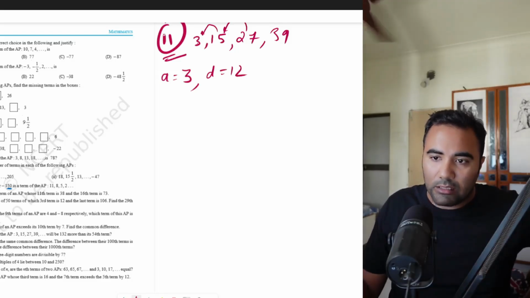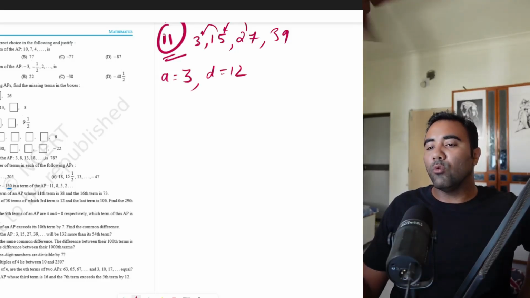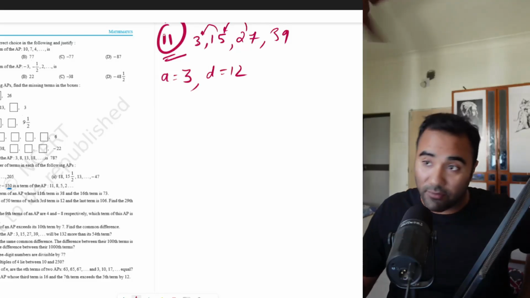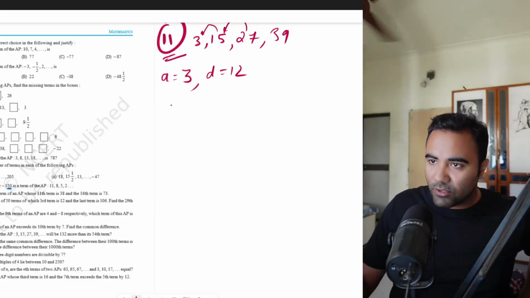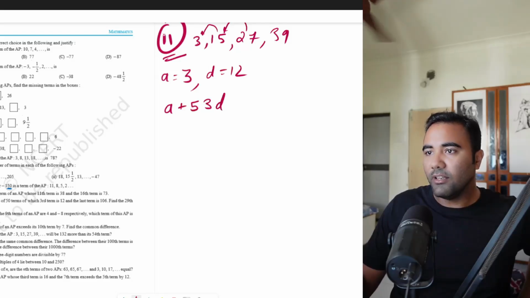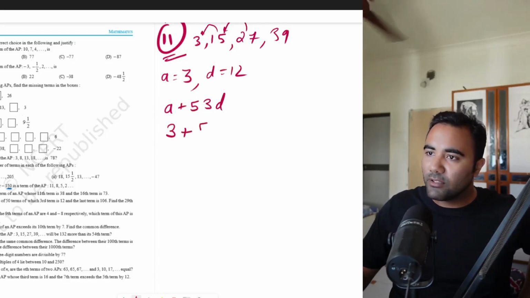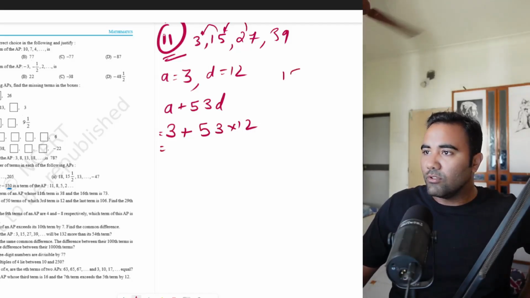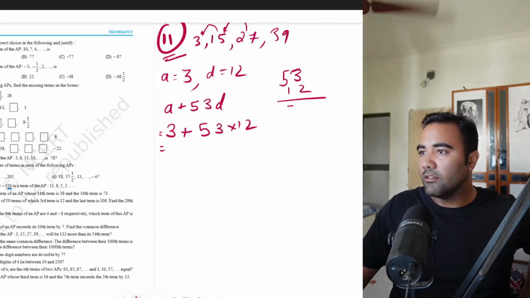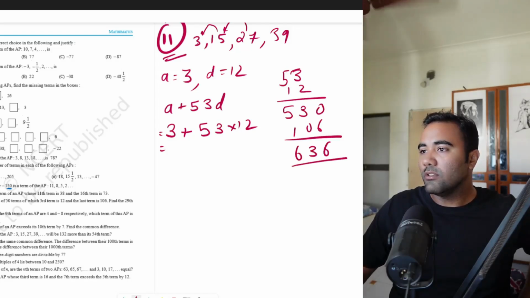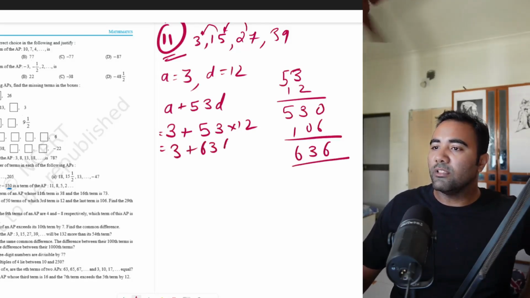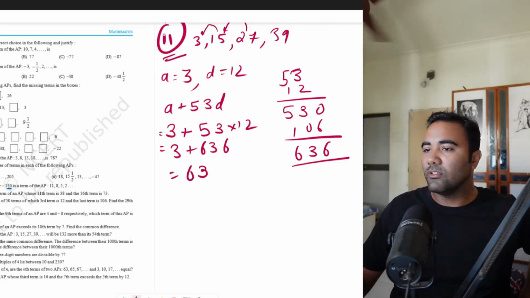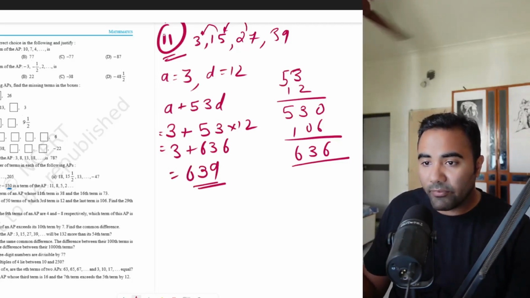The question is, which term will be 132 more than its 54th term. So first find the 54th term. Which is the 54th term? A plus 53d. A is 3 plus 53 multiplied by 12. 53 multiplied by 12 gives you 636. So 3 plus 636 gives you 639. This is the 54th term.